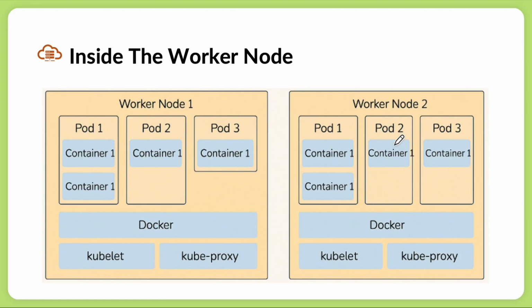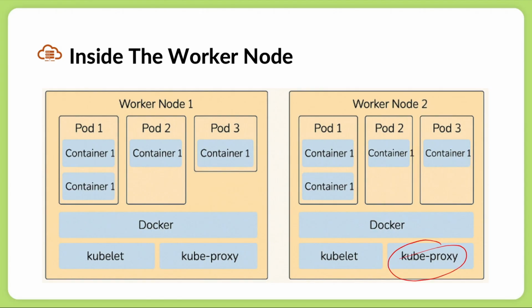Now the last component is kube-proxy. Kube-proxy is the networking gatekeeper of Kubernetes. In a real application, it's not enough to just run a container. They need to talk to each other. So the frontend needs to talk to the backend, the backend needs to talk to the database, or maybe one component needs to talk to another component. That's where kube-proxy comes in.